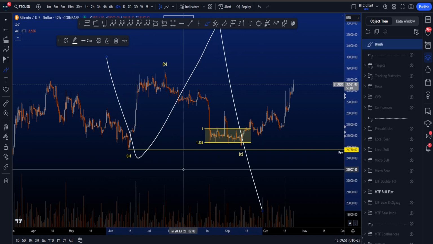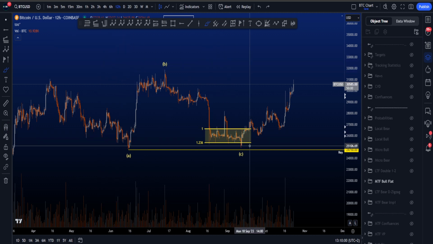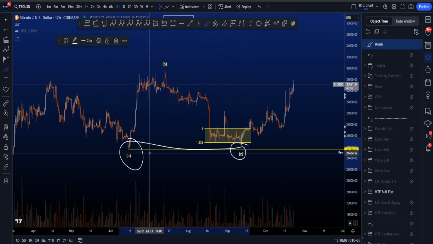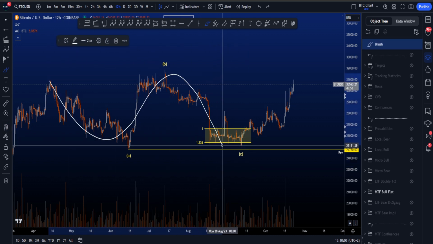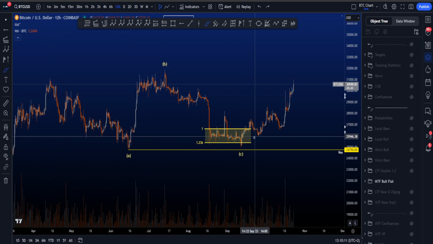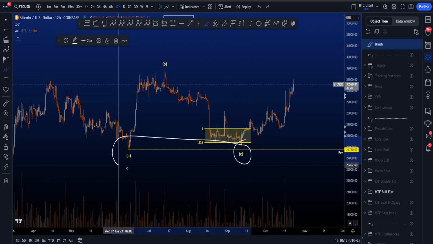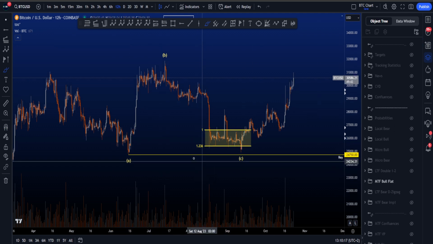Expanding flats are most common, where you take the high of wave A, but then wave C ends below wave A, which is not the case in this scenario. Then you have a regular flat, where wave C also takes the low of wave A and B takes the high of A. But here you can see wave C does not take the low of wave A, which is incredibly rare, especially on the higher time frames.